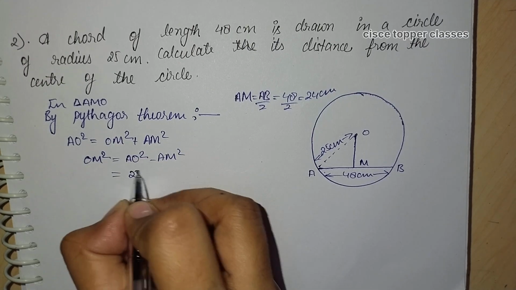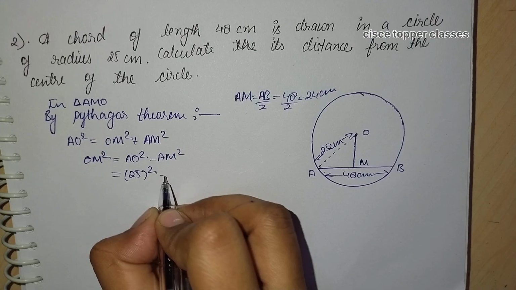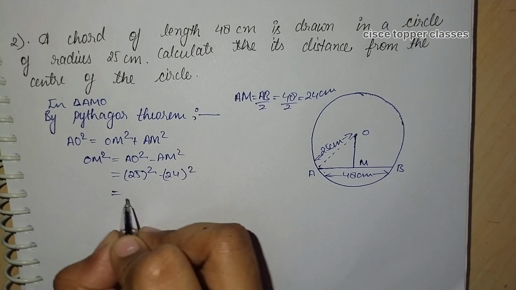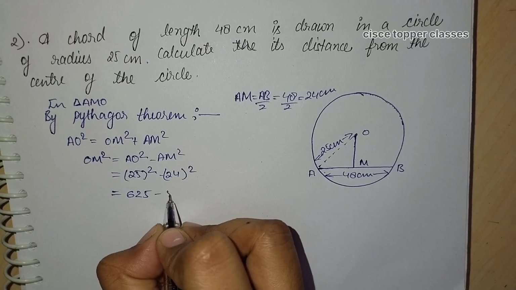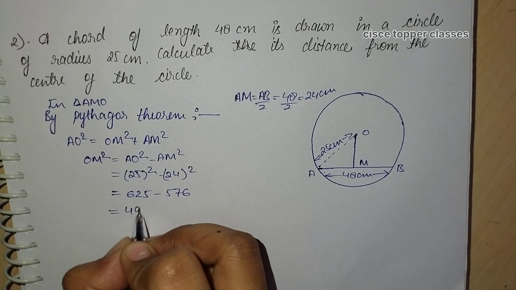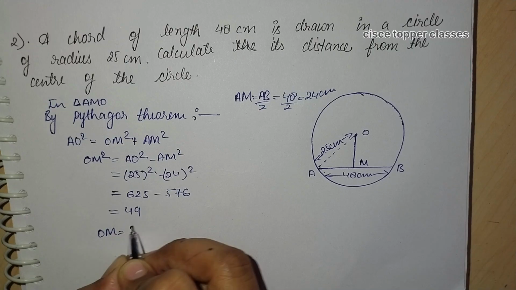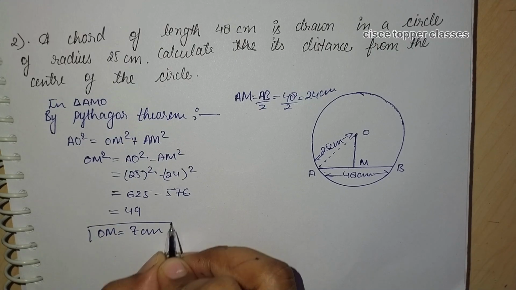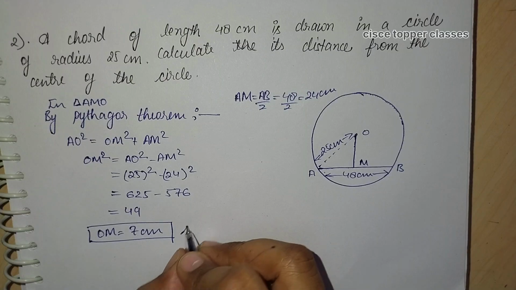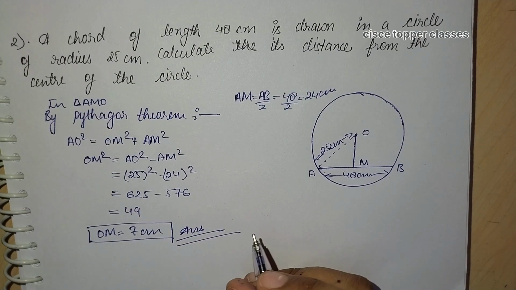So it will be 25 whole square minus 24 whole square. Here we can subtract, so it will be 625 minus 576. On subtracting, we will get 49. On taking the under root, we will get 7 centimeter as the final answer. This is the distance from the center of the circle. So this is the final answer of the second question.